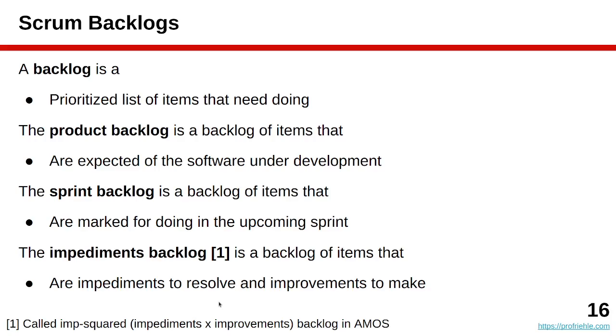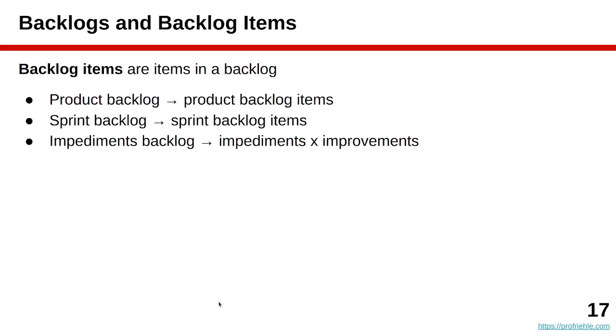Separately from the software development itself, there's the impediments backlog, which we call the IMP squared backlog here, because we want to be explicit that it's not just about impediments, meaning problems with the process, but also initiatives, opportunities to improve the process beyond just fixing problems. So Scrum talks about an impediments backlog. We talk about an impediments and improvements backlog in AMOS.